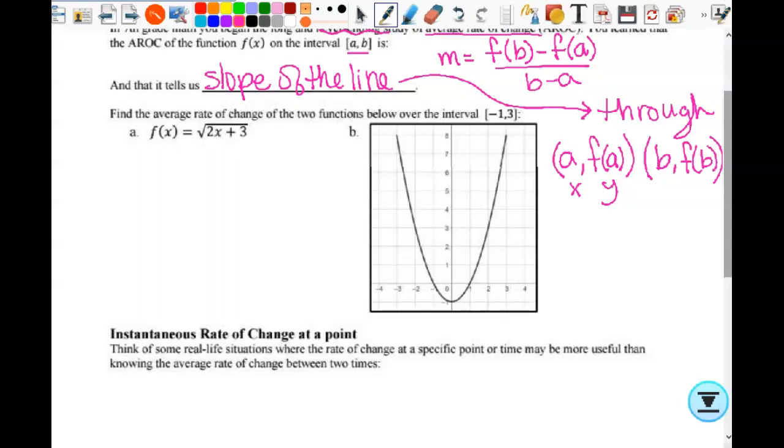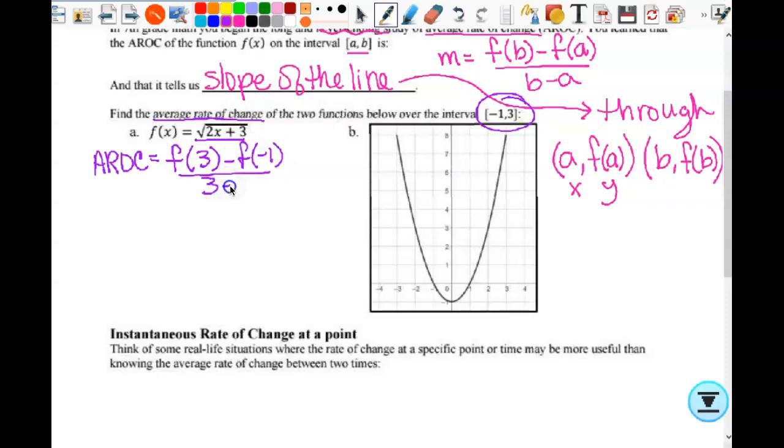Okay. So now this is asking us for the average rate of change of the two functions below over this interval right here. Okay. So on A, here's the notation that we're going to have to use. We're finding average rate of change. Okay. And I'm using this function right here and that interval. So the first thing I'm going to write is, and we're calling this f, f of 3 minus f of negative 1 over 3 minus negative 1.